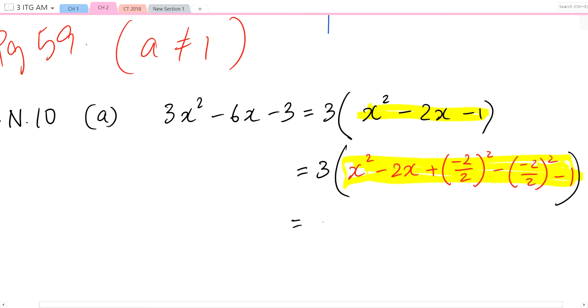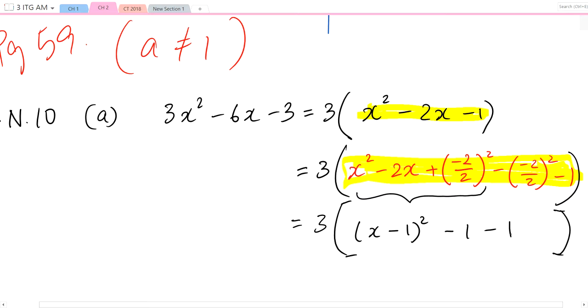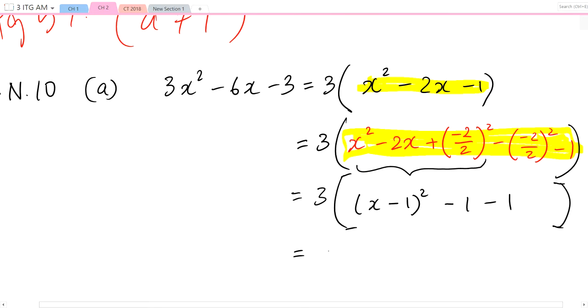So next step, again 3 with my bracket. Now the first 3 terms combine to become (x minus 1) squared. So there should be square brackets. And I've got minus 1 minus 1. So this gives me 3 times (x minus 1) squared. Write it in the form that they want you to have it, minus 6. Understand?